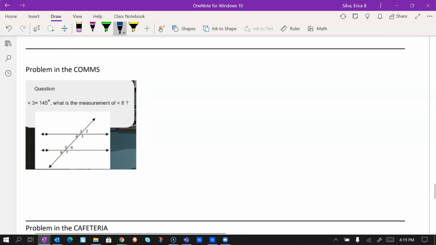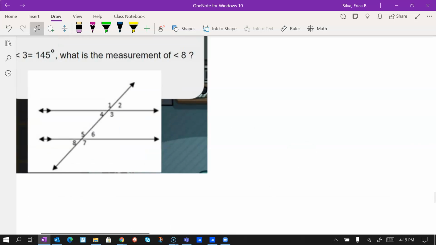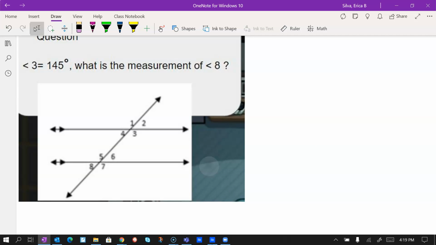Let's look at the problem in the comms. What's the measurement of angle 8? Well, let's look at angle 3. This one is 145 degrees. Now, the relationship between angle 3 and the measurement that they want, there's really no relationship right now, but there is a relationship between angle 3 and angle 6. Angle 3 and 6 are supplementary. So remember, if it's supplementary, that means it's equal to 180 degrees because these are angles.